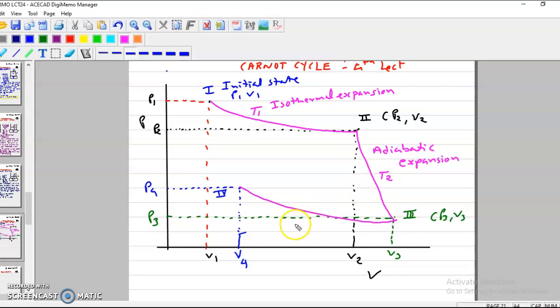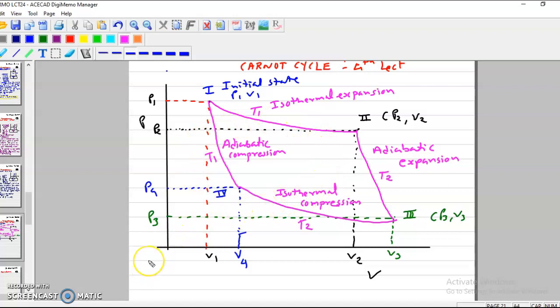This is step 3 again, and here compression takes place, so it is called isothermal compression. And it is the fourth point again, where pressure is P4 and volume is V4, and from here we will reach the first initial state over here, and this is the fourth step where adiabatic compression takes place, because volume decreases from V4 to V1 and pressure increases from P4 to P1, and temperature goes from T2 to T1. So graphically we can explain the whole Carnot cycle in these 4 steps.